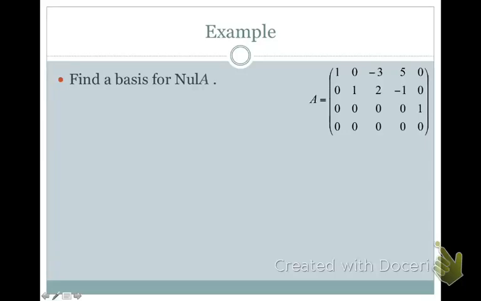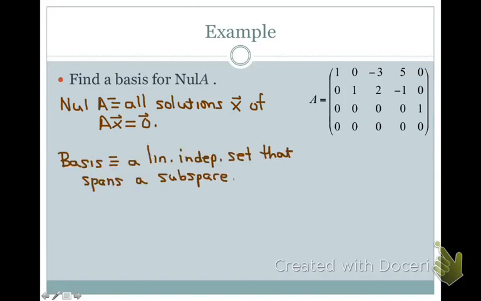Now we're going to talk about how you find a basis for both the null space and the column space of a matrix A. Let's start with the basis for the null space. Just as a reminder, the null space is all solutions x of the homogeneous equation Ax = 0. And a basis is a linearly independent set of vectors that spans a subspace.